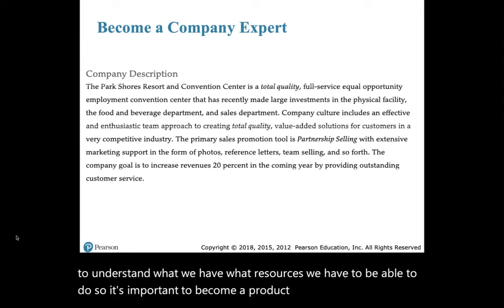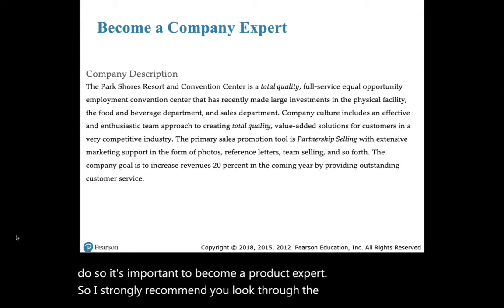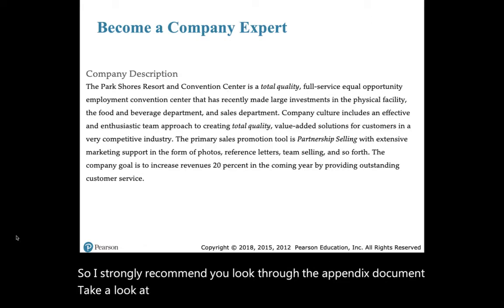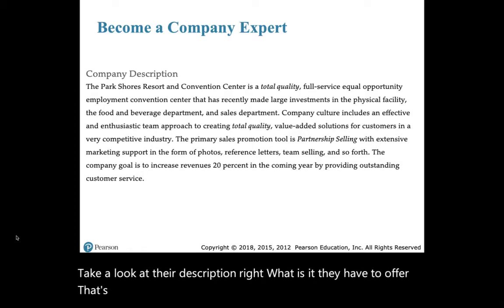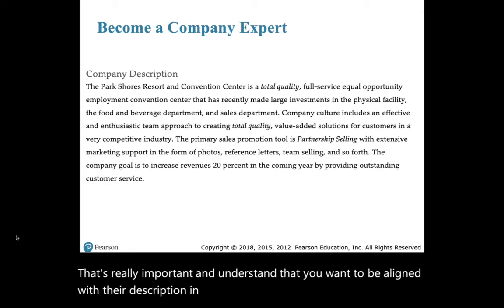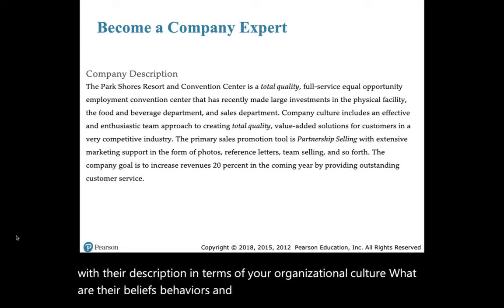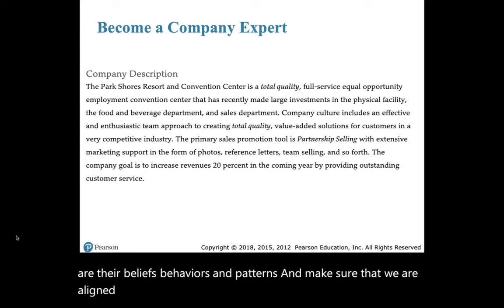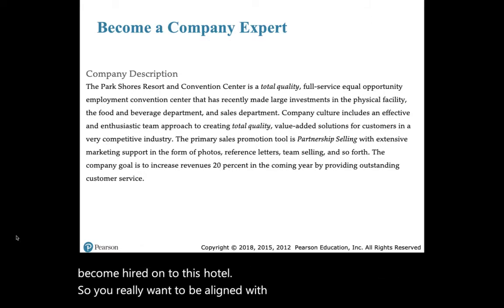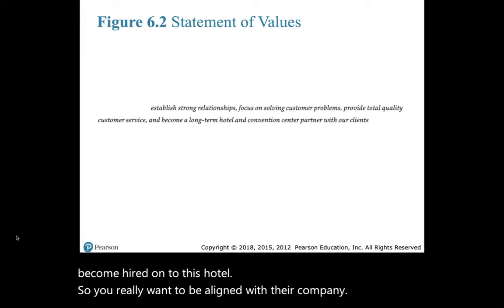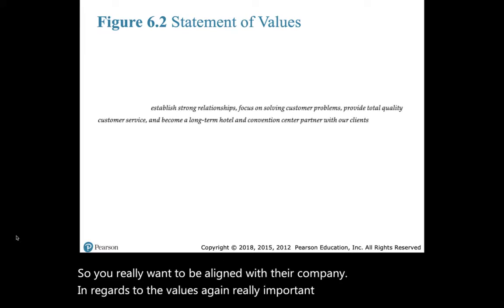So I strongly recommend you look through the appendix document, take a look at their description. What is it that they have to offer? That's really important. And understand that you want to be aligned with their description in terms of your organizational culture. What are their beliefs, behaviors, and patterns? And make sure that we're aligned with the hotel. Remember, you've been hired onto this hotel, so you really want to be aligned with their company. In regards to the values, again, really important to be focusing on the same sort of goals.